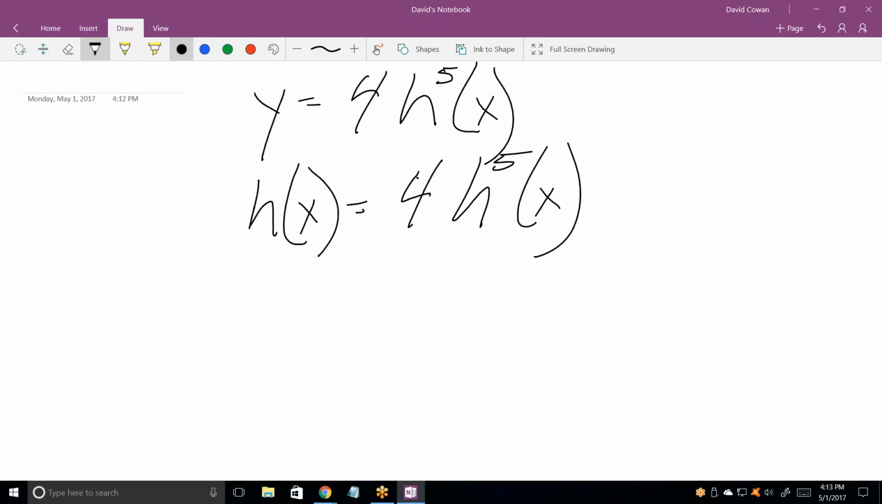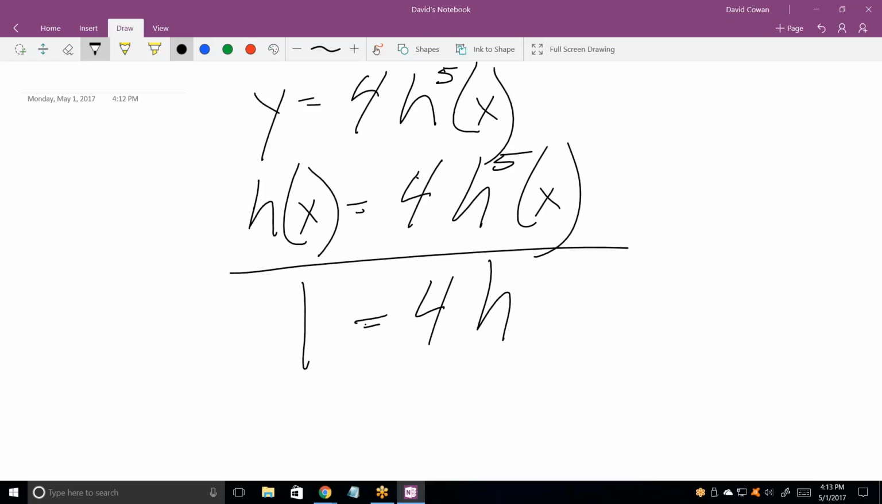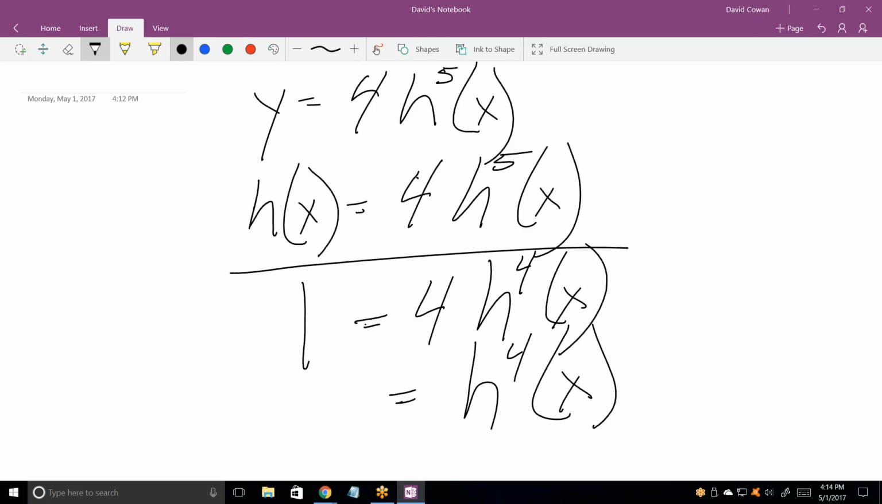Well, if I move one of these, hold on a second. So this is the way they gave you the problem. That is, and it had a multiplication sign between the 4 and the h as well. Okay. Well, it certainly seems like 1 should be equal to 4h to the 4th of x. Okay. So h to the 4th of x should be 1/4.